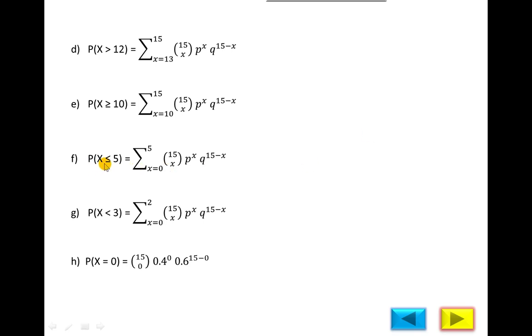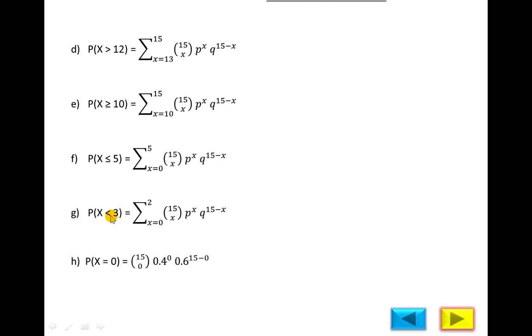At most 5 survive, maximum 5. "ज़्यादा से ज़्यादा 5." Not more than 5, but maybe less than 5. So less than 5 means the minimum value will be equal to 0 patients. So from 0 to 5, substitute one by one here: 0, 1, 2, 3, 4, 5, and you have already calculated different values of X, and the previous part you can use in this part.